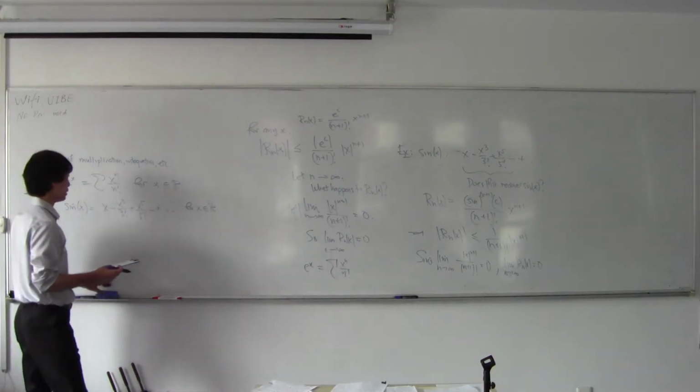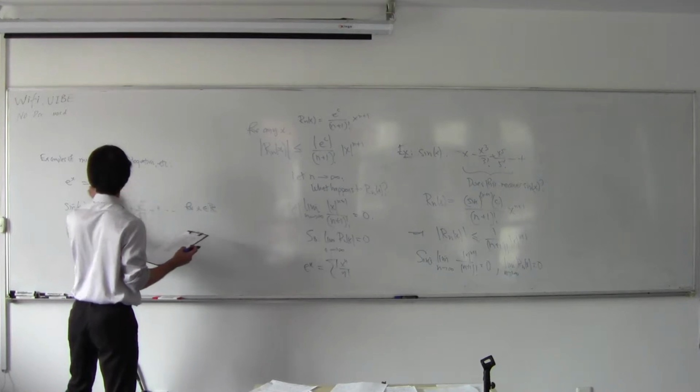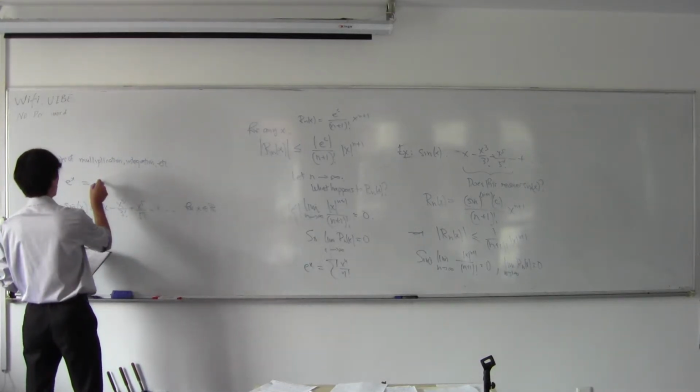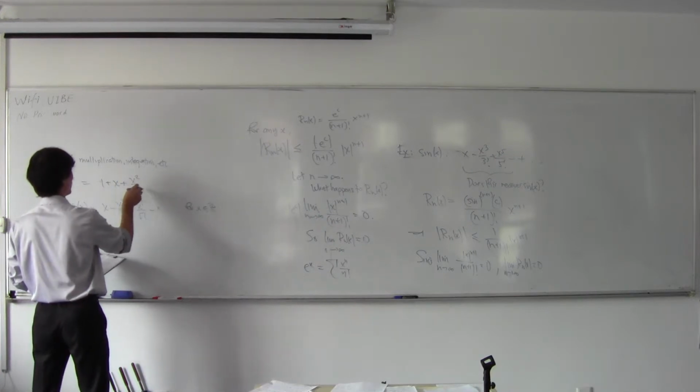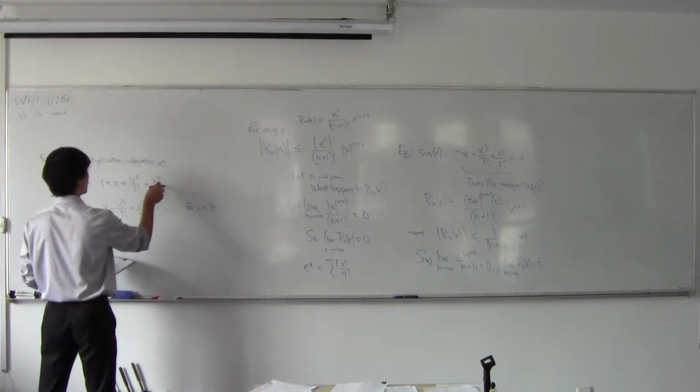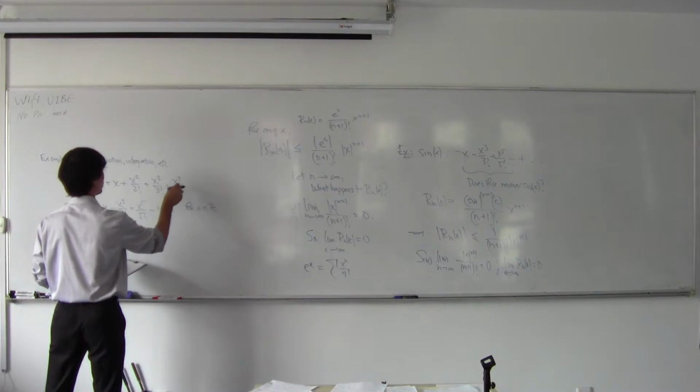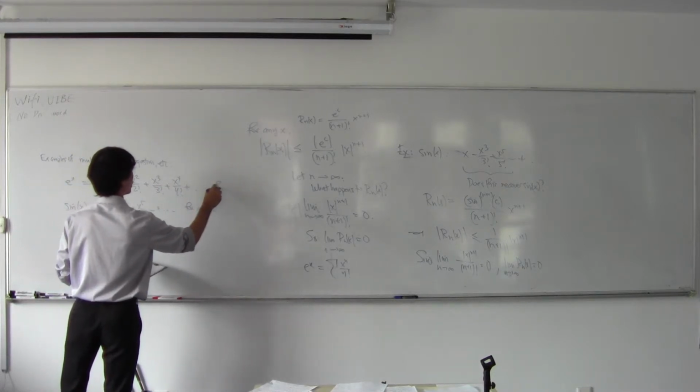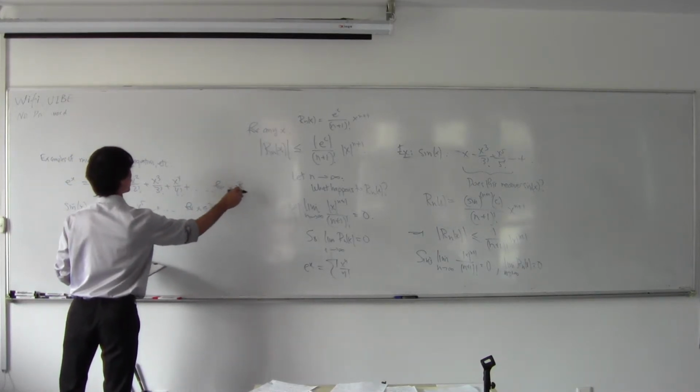Let me write it like this. You get 1 plus x squared over 2 factorial plus x cubed over 3 factorial plus x to the 4th over 4 factorial plus and so on for x in R.